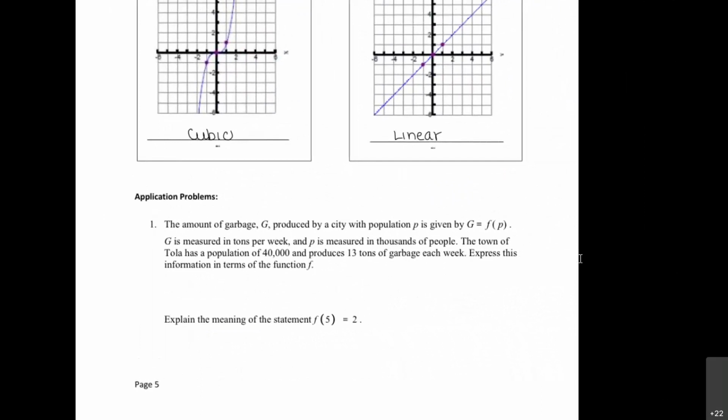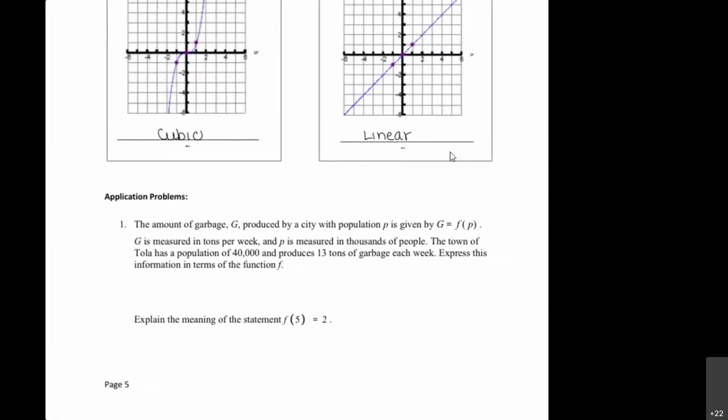Okay, the amount of garbage a city produces with a population P is given by G equals f of P. G is measured in tons per week, and P is measured in thousands of people. Okay, the town of Tola has a population of 40,000 and produces 13 tons of garbage a week. Express this in function notation.